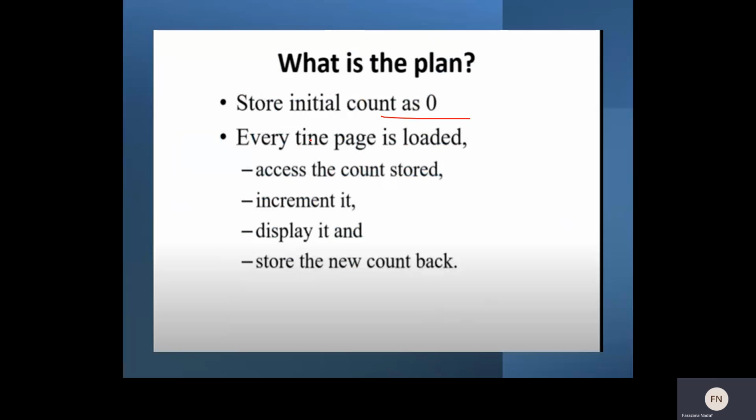Then whenever the page is loaded, the count has to be accessed, then it has to be incremented by 1. Then it is displayed, and once it is displayed, the new value is stored into the text file, into the counter variable. So that is the plan. First initialize the count value as 0, then access it, increment it by 1, then display it, and after displaying, store the new value into the counter variable, right?